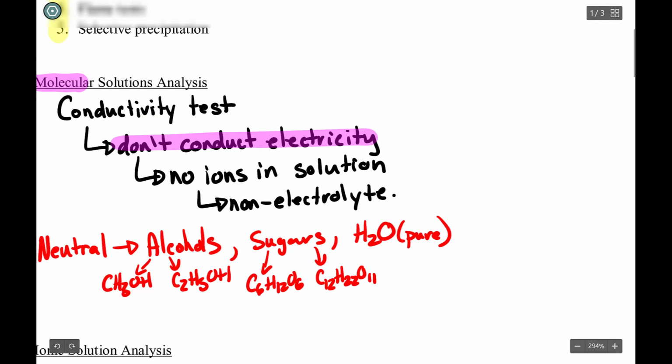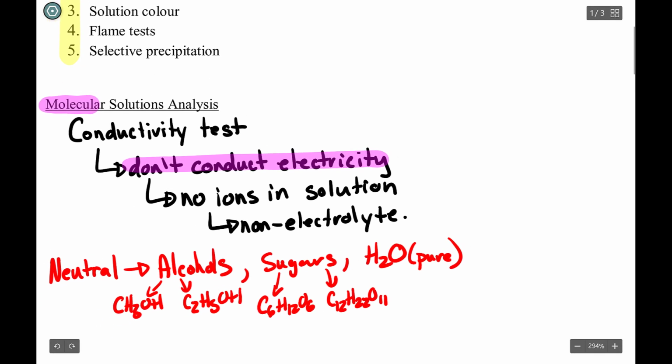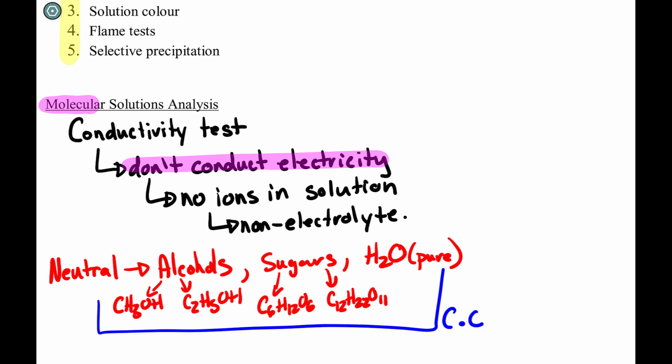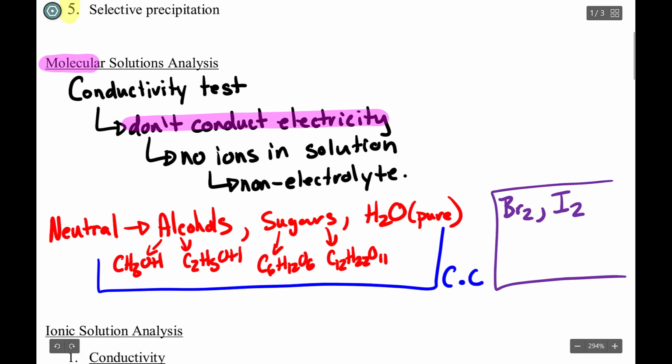Now, other types of tests that are possible to do are things like solution colors. All of these ones that I've mentioned here, which are the ones we need to know at this point, are clear and colorless. So they don't have a color and they aren't opaque. You can actually look through them. So I use CC to represent clear and colorless. Most molecular solutions do not have a color. Going forward, the only 2 that you really come across at this level of chemistry that do have a color would be I2 in solution and Br2 in solution.